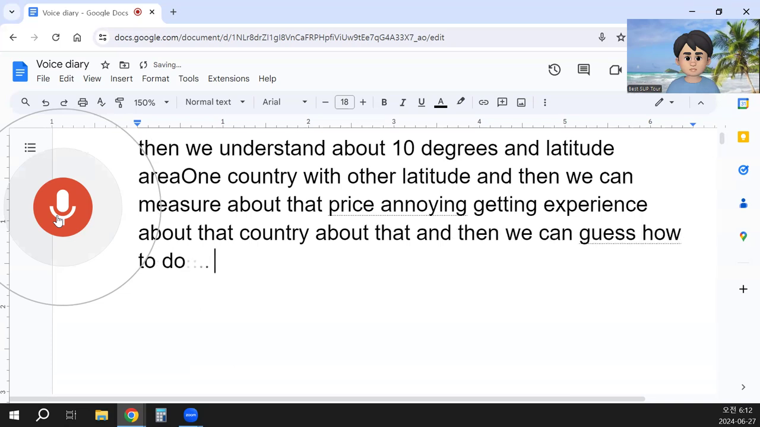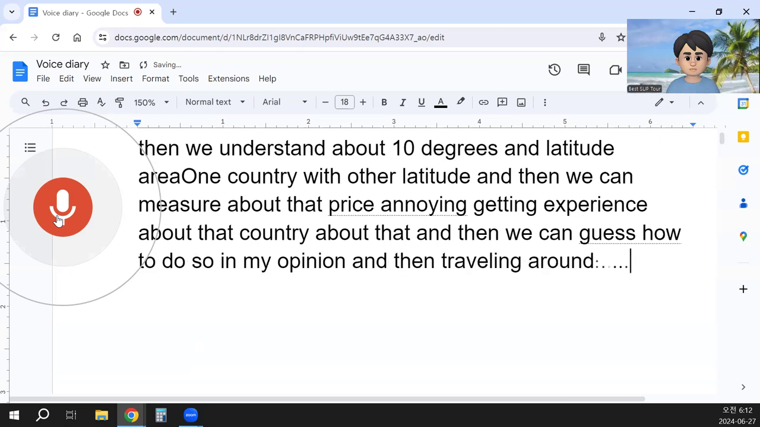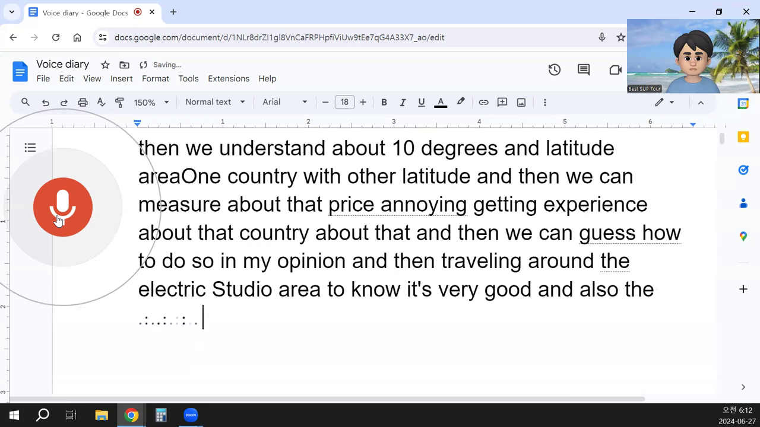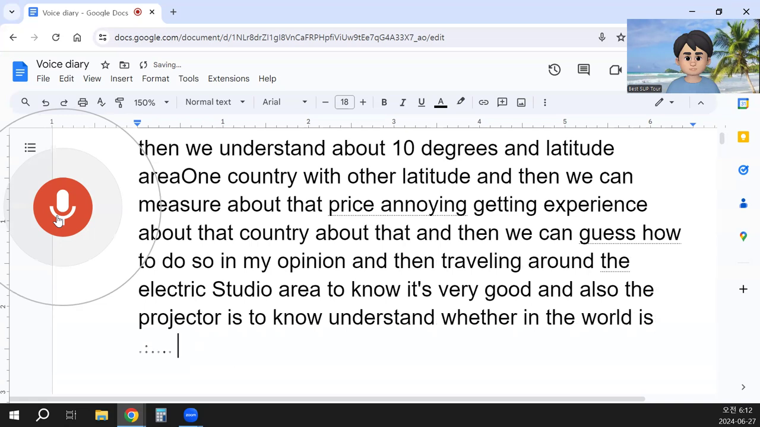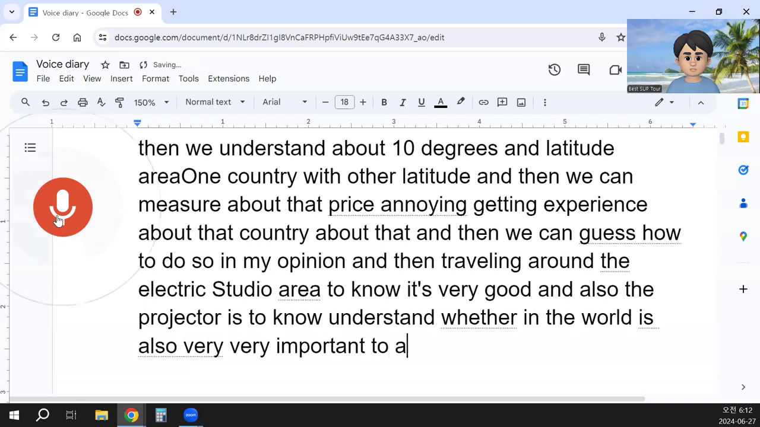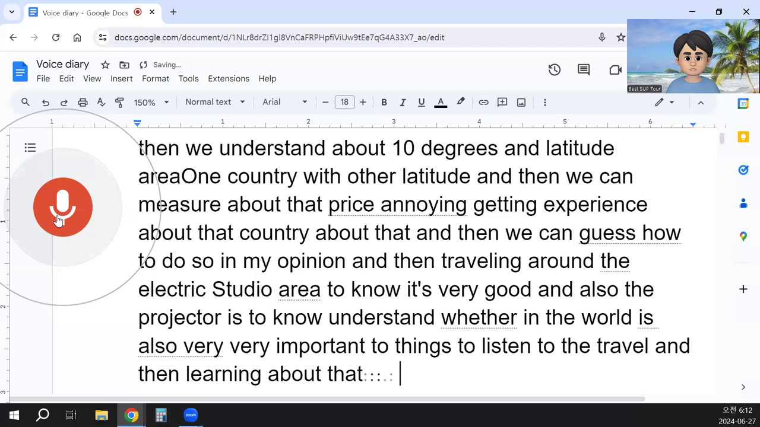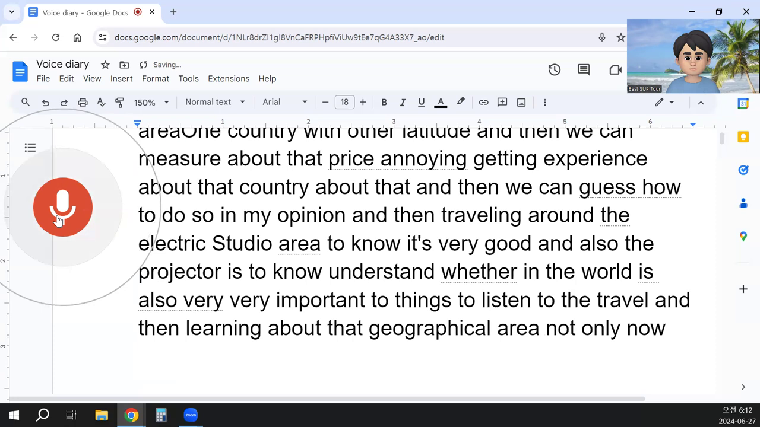So, in my opinion, traveling around the latitudinal area is very good to know. And also understanding the weather in the world is very, very important for learning about that geographical area. Not only geography, but the climate. Climate is much more important, basically, and weather condition is the same.